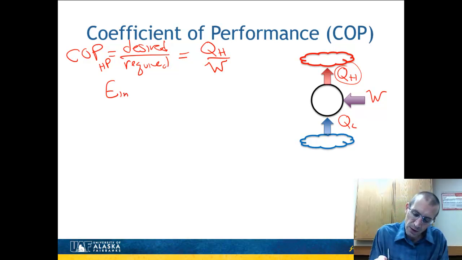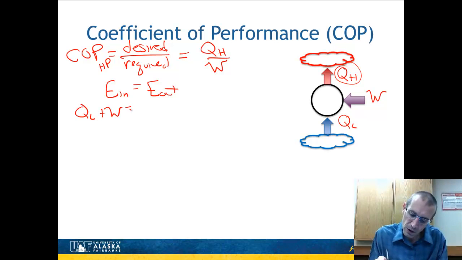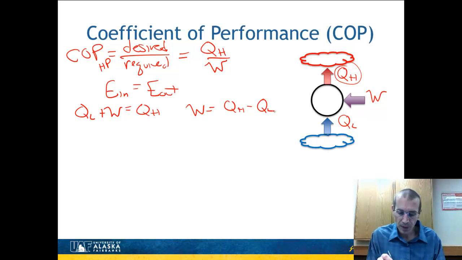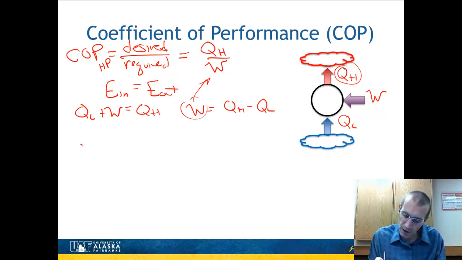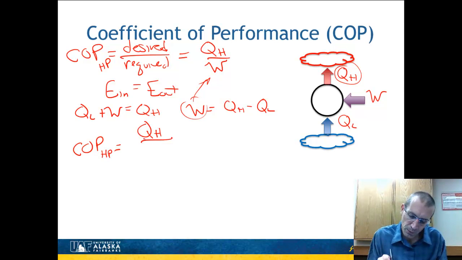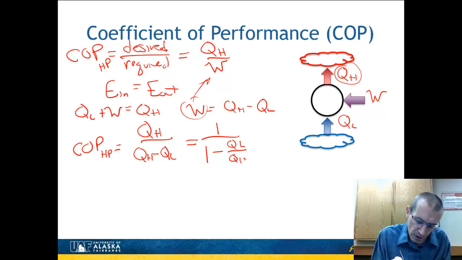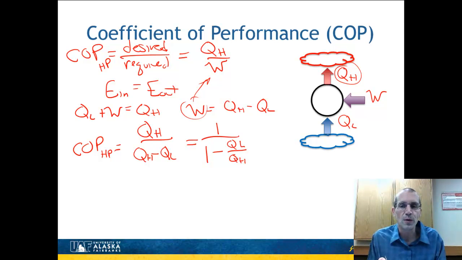So let's do our energy balance again. We just did it on the previous slide, but it's always good practice to do it again. Energy in is energy out. The arrows going in are QL plus W is equal to QH, or solving for the work, the work is going to be QH minus QL. And now I'm going to put that into this equation up here. So the coefficient of performance of my heat pump is QH over QH minus QL, or I can divide through by QH, and I have 1 minus QL over QH. And that's the coefficient of performance of a heat pump.